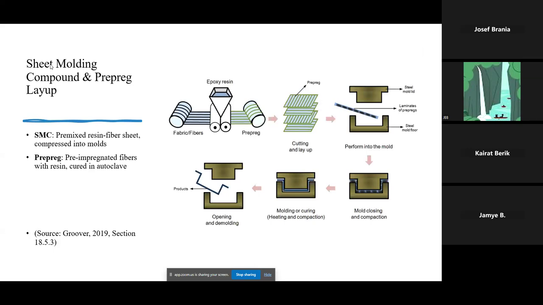Sheet molding compound and prepreg layup. So we have SMC, which is a pre-mixed resin fiber sheet compressed into molds. The prepreg, which is pre-impregnated fibers with resin, cured in an autoclave.